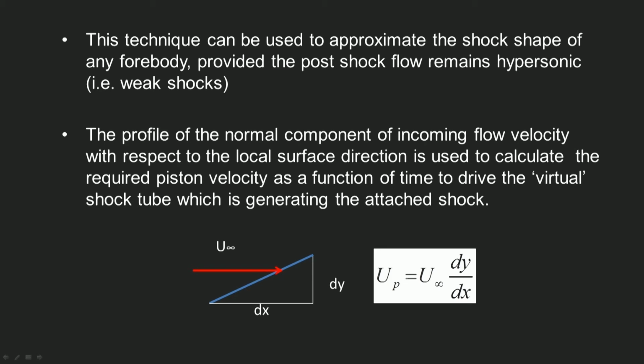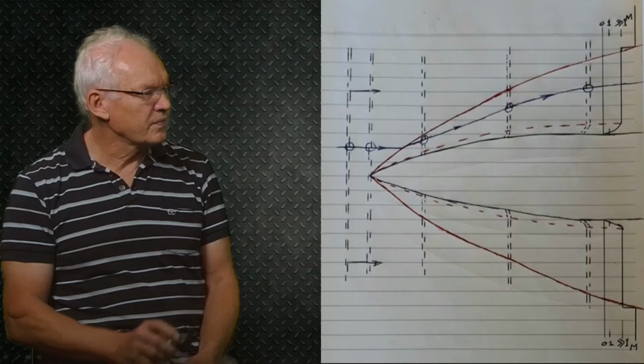So what we've got to do is look at the shape of any potential vehicle and find what flow deflection is caused. Well, we can get that quite simply geometrically, because if you look at a local flow deflection surface, you can see that dy by dx times your incoming velocity is a normal component of velocity to the surface. So that enables you to calculate in your flight vehicle how your piston velocity should have varied with time as your imaginary shock wave convects along the flow from the nose to the end of the vehicle.